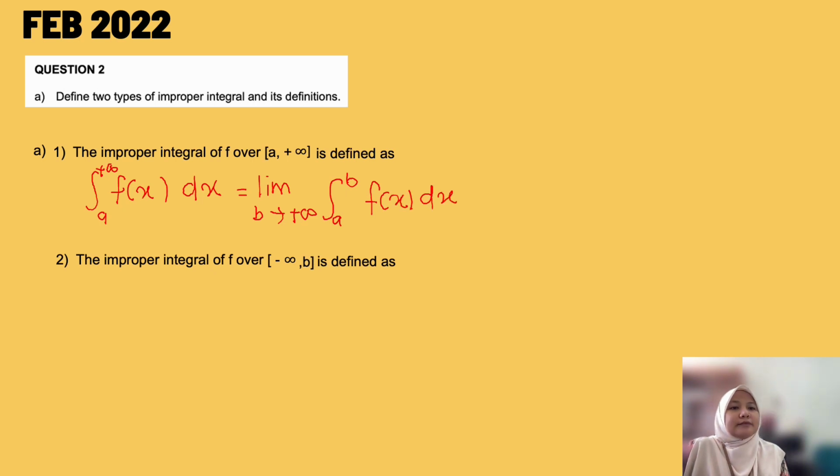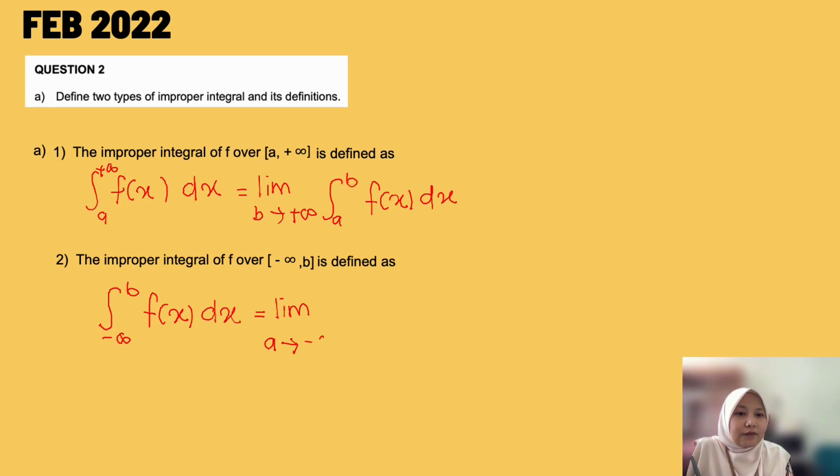dx. For the second one, the improper integral of f over negative infinity until b is defined as the integral of f(x) dx from negative infinity until b equals the limit of a approaching negative infinity of the integral from a to b of f(x) dx.